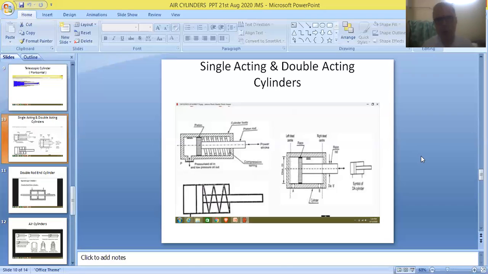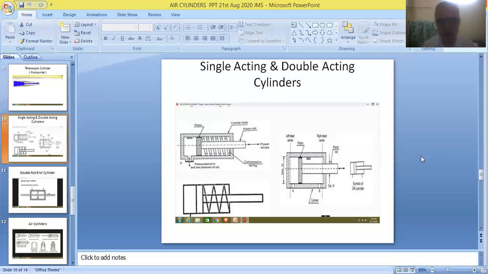So as a whole, fluid will be entering and leaving from both sides of the piston. In other words, fluid will be acting on both sides of the piston. Therefore, it is referred to as a double acting cylinder. In this case, fluid pressure is not only used for performing the forward stroke of the piston, but it is also used for performing the backward stroke of the piston.